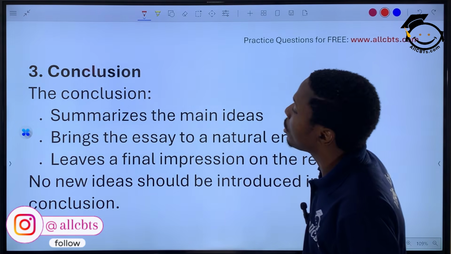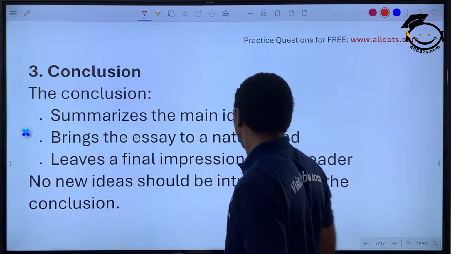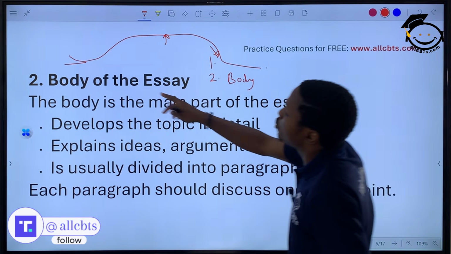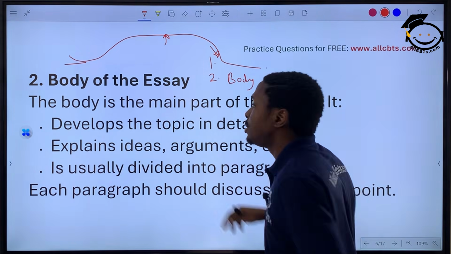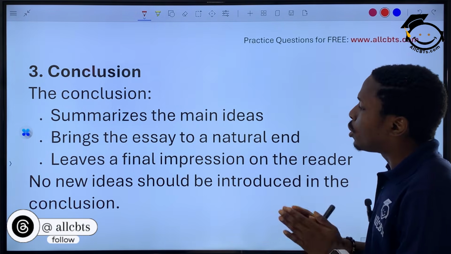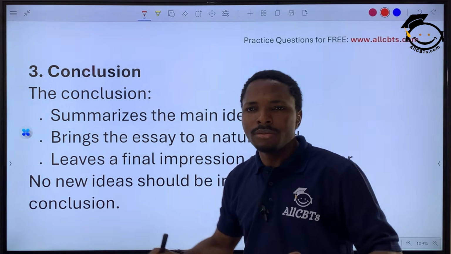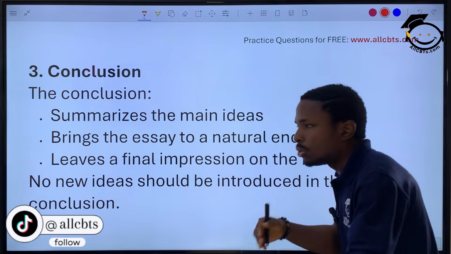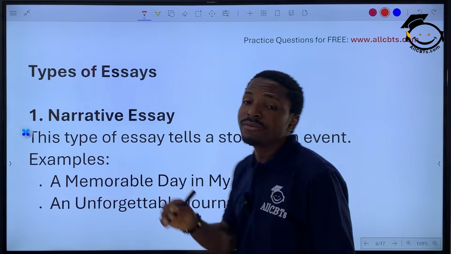Then 3, conclusion. So you have the introduction, the body. So what I drew for you before, this will be the introduction, the body, and the conclusion. You understand that now? So you conclude well. Don't just end abruptly. Conclude well. Okay. You summarize, then you conclude. Good. Then types of essay now.